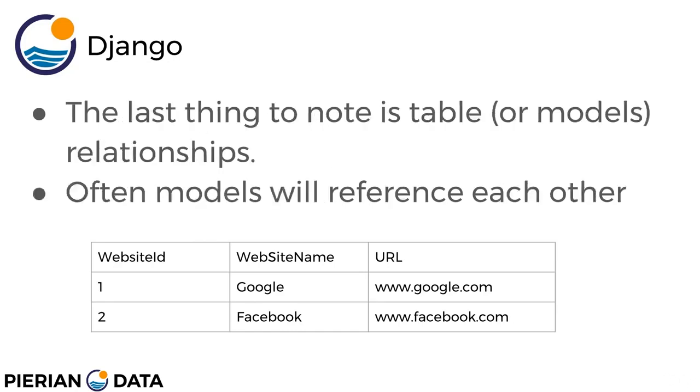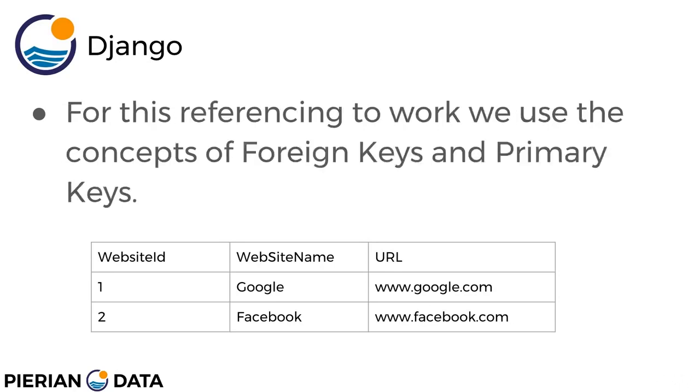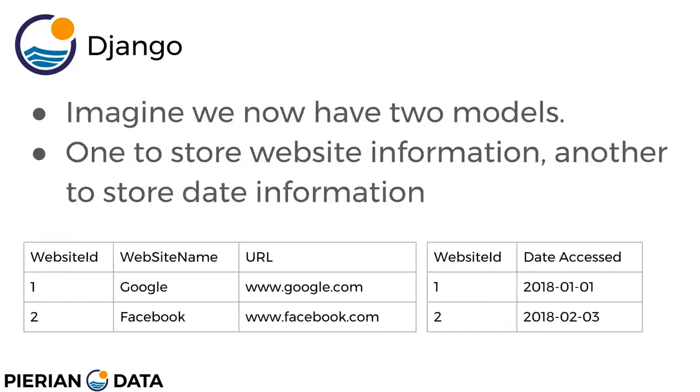The last thing to note is the tables, or models with Django, and the relationships between them, and often models will reference each other. For this referencing to work, we use the concepts of foreign keys and primary keys. So let's show an example. Imagine we now have two models, which are essentially two databases.